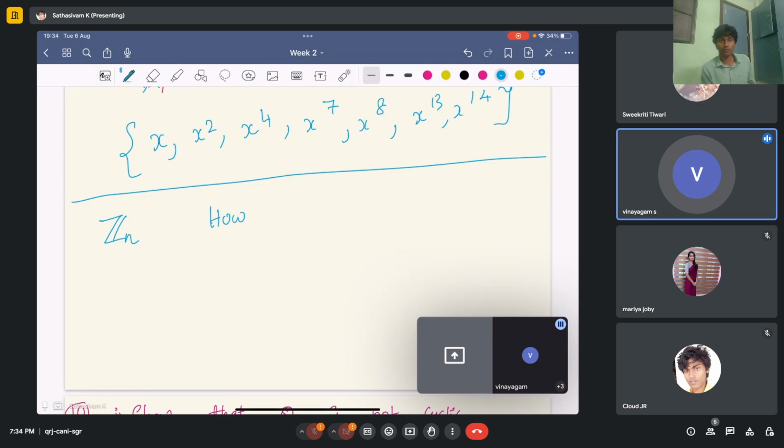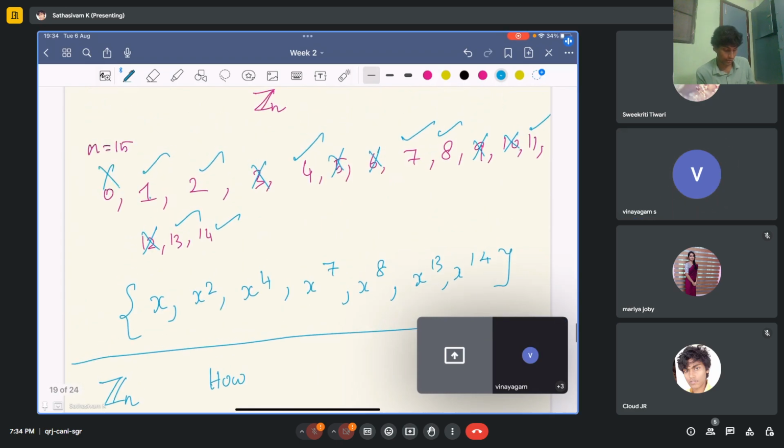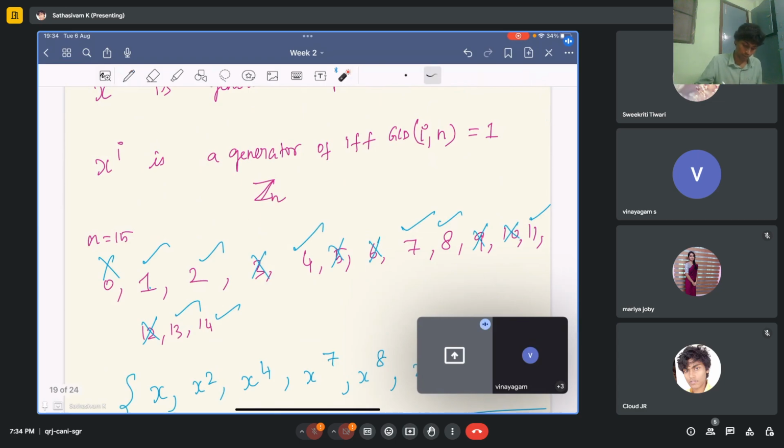Sir, one little doubt, sir. Z suffix 15 is same as Z slash 15 Z? Both are same, sir. Yes, this is same as Z mod 15Z. Yeah, there is something called isomorphism. Up to isomorphism, they are the same. So basically, the group structure is the same. But probably when you study isomorphism, you can see how it is.